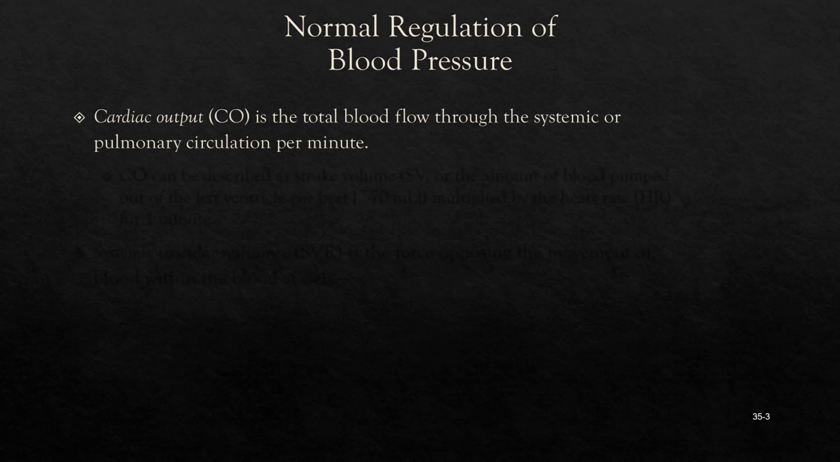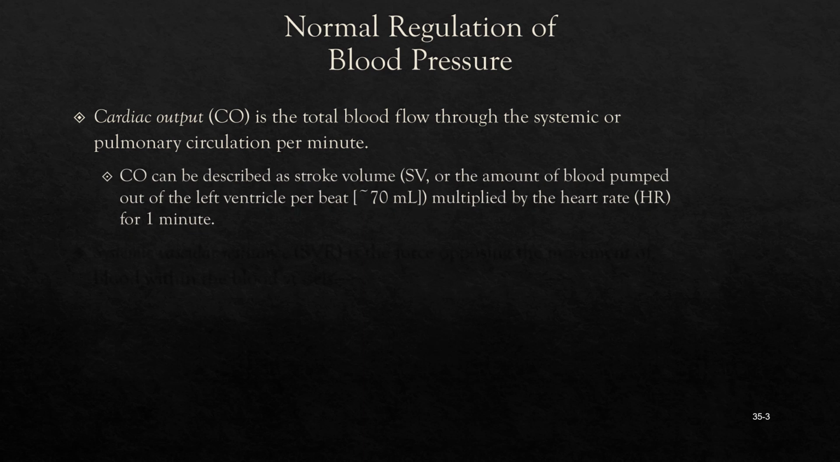The cardiac output is the total amount of blood that flows through the systemic or pulmonary circulation every minute. In other words, the amount of blood being ejected from the ventricles, whether the right ventricle going into the pulmonary circuit or the left ventricle going into the systemic circuit, every minute. Cardiac output is really the stroke volume, which is the amount of blood being kicked out of the ventricle with every contraction or every beat, and that's about 70 to 80 mils of blood in an adult patient, multiplied by the heart rate. So cardiac output is stroke volume multiplied by the heart rate.